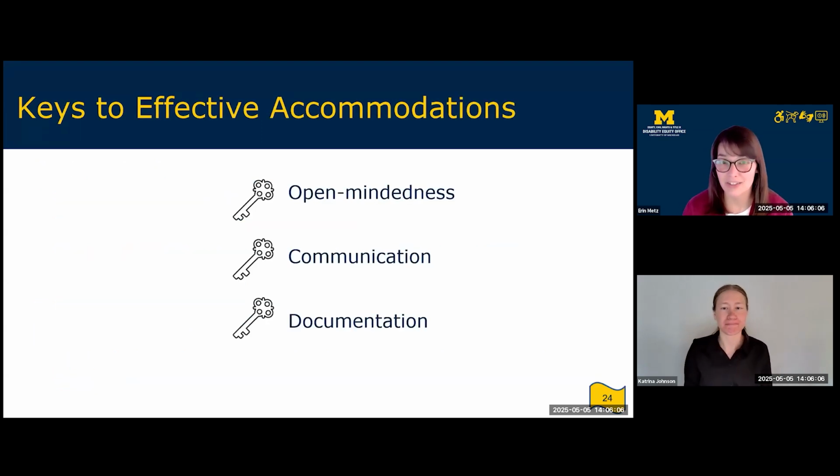There are three main keys to effective accommodations: being open-minded about alternative and different ways to support the employee, communicating effectively and frequently, and documenting each of the steps you've taken, whether that's what you said or what you did.